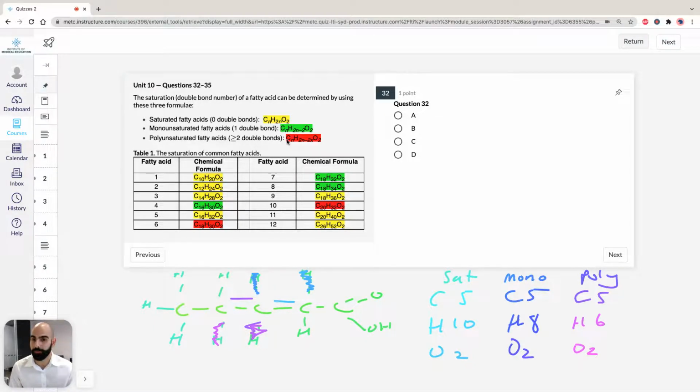So for polyunsaturated fatty acids, the carbon count is still the same. For hydrogens, you still do 2 times the number of carbons, but you subtract 2 times the number of double bonds. It makes sense if you count: there are 5 carbons, so we have 2 by 5, 10, minus 2 times 2. So 10 minus 4 is 6.